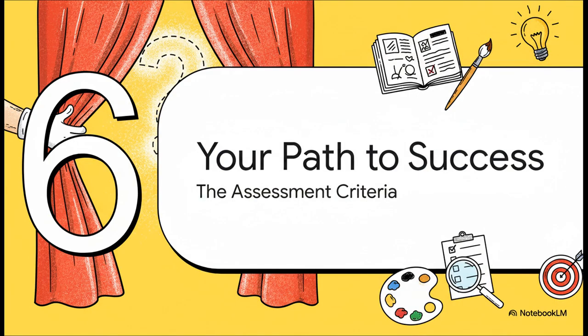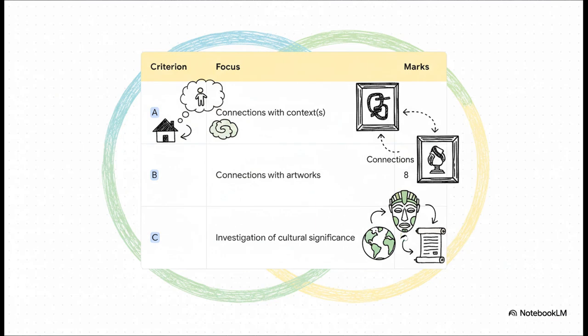Finally, let's pull back the curtain on how this study is actually marked. Understanding the criteria is the key to knowing exactly where to focus your energy. And what do you know? The assessment criteria directly mirror those 3 core steps we've been talking about this whole time. Criterion A looks at the connection to your personal context. Criterion B assesses your connections to the other 2 artworks. And Criterion C evaluates your investigation of their cultural significance. Each part is worth the same, so you really can't afford to neglect any of them.